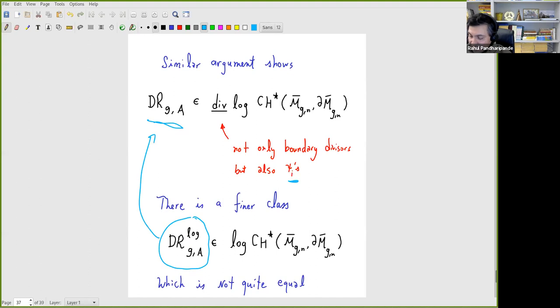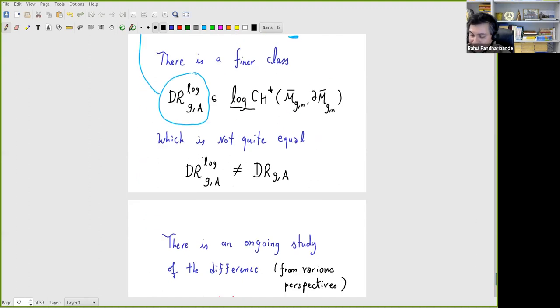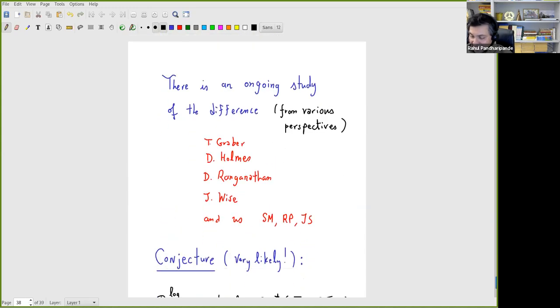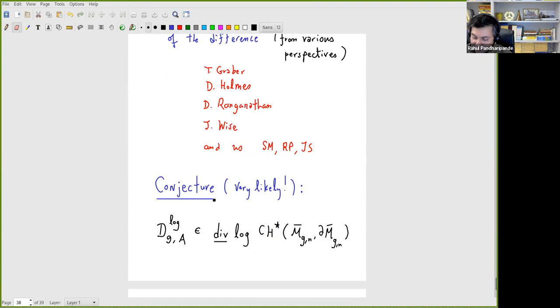And you could ask, is this finer class in this log Chow? Sorry, that should be underlined here too. And this class is not quite equal. The difference between these two is a kind of ongoing study from various perspectives. So I put some names of people who are in this ongoing study about the difference between the DR cycle and the log DR cycle that we've been talking about here. That's Tom and David Holmes and Drew, Jonathan Weiss, and the three of us. So the conjecture, which I'm almost embarrassed to call a conjecture, since it's very likely, and maybe after this talk some people in the audience would view this as a theorem, is that this logarithmic refinement lives in this divisorial part where I've put the cotangent lines.